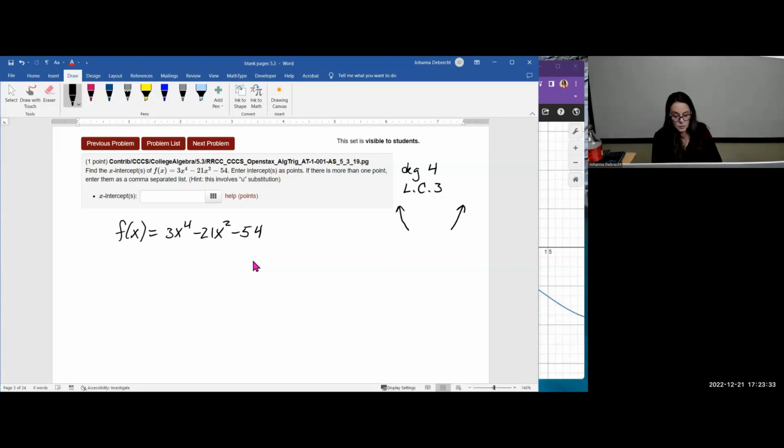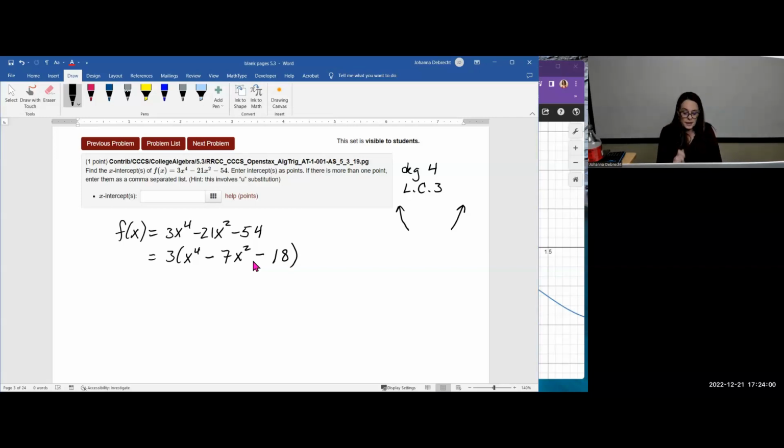It should be fine either way. The first thing you always do is take out the greatest common factor. In this case, 3 is a common factor, and it will help us by reducing the constants inside the parentheses. So this gives us x to the 4th minus 7x squared minus 18, I think. Yeah. All right.